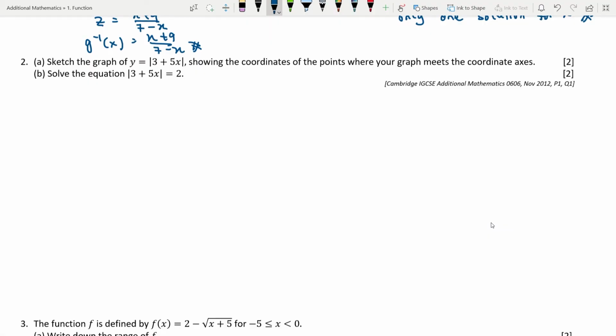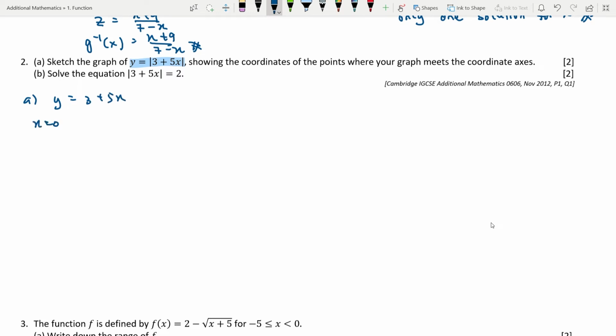Question 2a. Sketch the graph of y equal to modulus 3 plus 5x, showing the coordinates of the point where your graph meets the coordinate axis. In order to sketch the graph for a modulus function, first we sketch the graph without the modulus. Let y equal to 3 plus 5x.